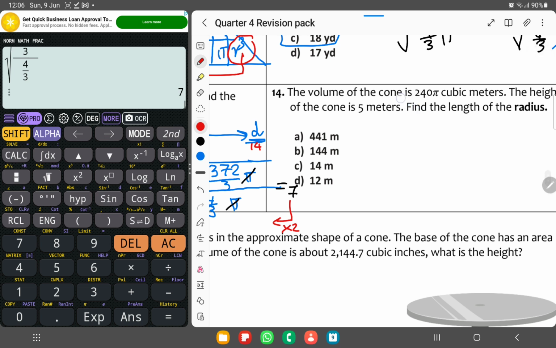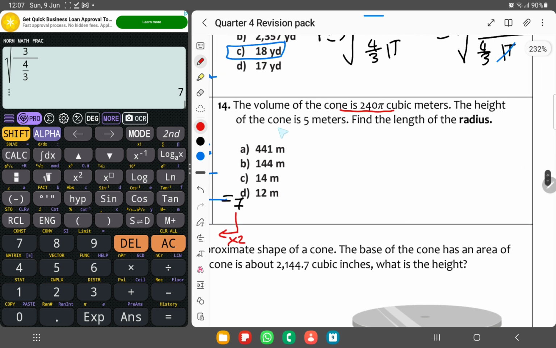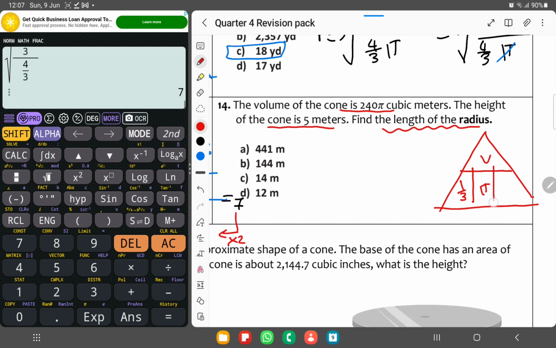The volume of the cone, we just have 2 questions left. The volume of the cone is 240 pi cubic meters. The height of the cone is 5 meters. Find the length of the radius. So, again, here is the volume of the cone. V equals 1 over 3 pi r squared h. What does he want? The radius. So, radius power 2 equals, shade the radius, and then what do you have? V over 1 over 3 pi h. Square root left, square root right, to get the radius.